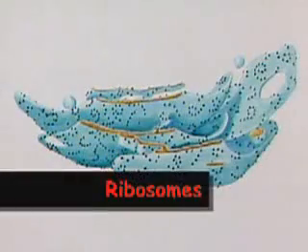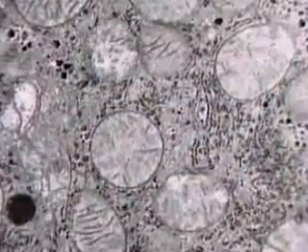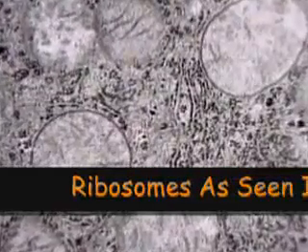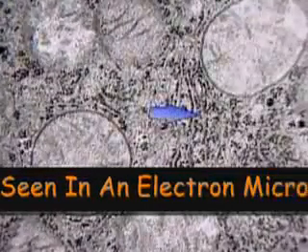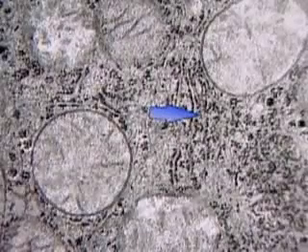Ribosomes are the most numerous structures in the cell that may or may not be attached to the rough endoplasmic reticulum. Ribosomes, which are composed of RNA and proteins, are the primary site of protein synthesis. Since all living things rely on proteins for cell maintenance and growth, it is easy to understand why ribosomes are so abundant.